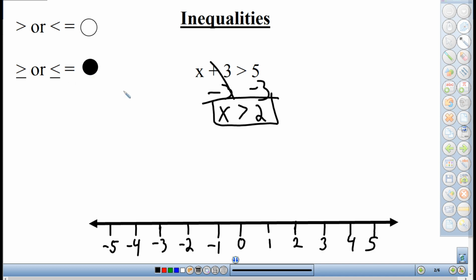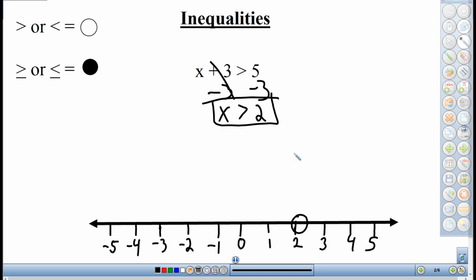So when we do this on the number line, we have to use the appropriate symbol and then draw an arrow towards all the correct answers for this inequality. Since this is x is greater than 2, we're going to put an open circle at 2. Then we're going to draw an arrow to all the answers that fulfill this inequality. So if you think about this, numbers that are greater than 2 would be 3, 4, 5, 20, 500, 10 million. All those numbers are greater than 2.